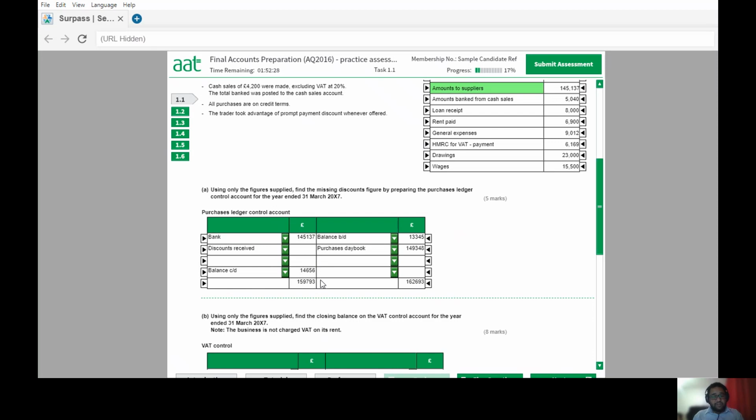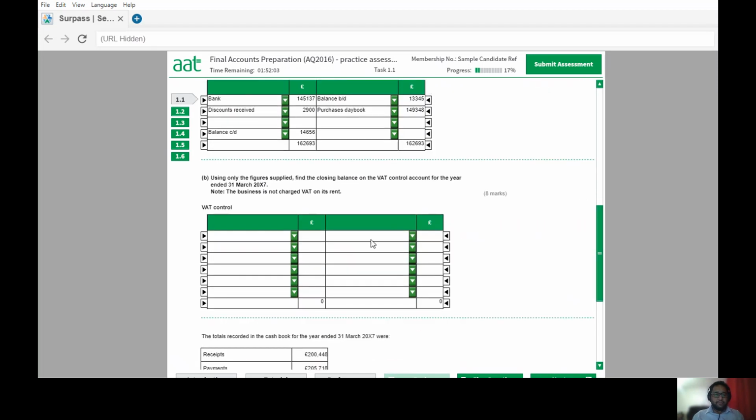So the difference between those two accounts is going to be 162,693 minus 159,793. That is going to be a total of 2,900 pounds. Okay, so this amount is what we're going to be entering into my purchase ledger control account.